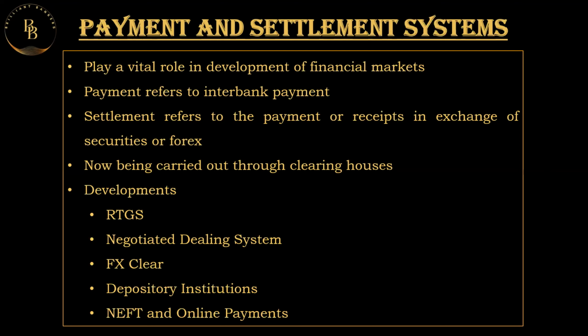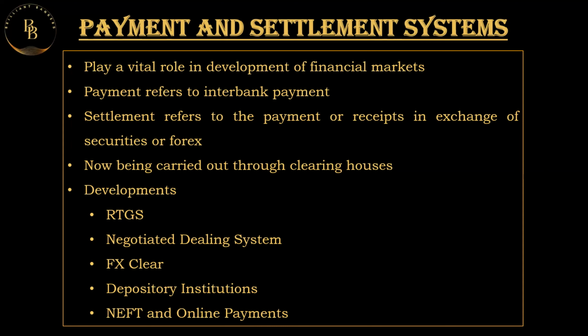In the payment and settlement system, the word payment refers to the interbank payment of the customers, that is the payment from one bank to the other. And the word settlement refers to the payment or receipts in the exchange of the securities or the foreign exchange. Conventionally, the interbank payments have been handled by net settlement through the clearing houses.